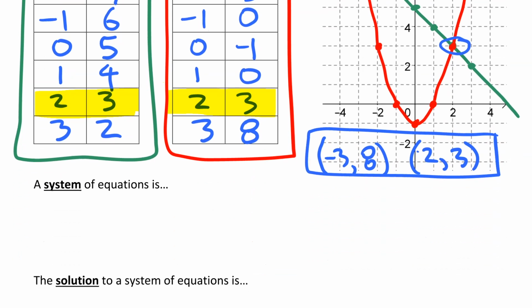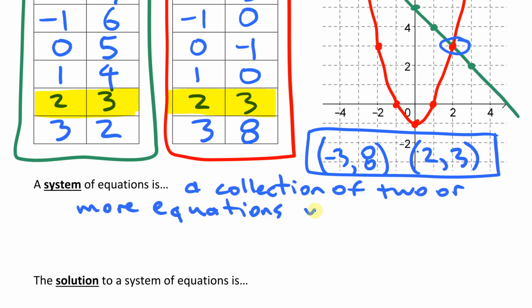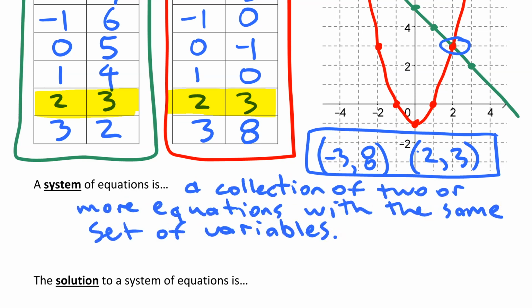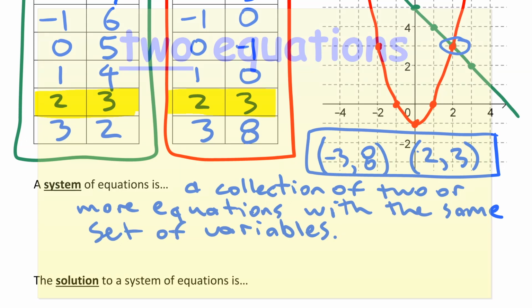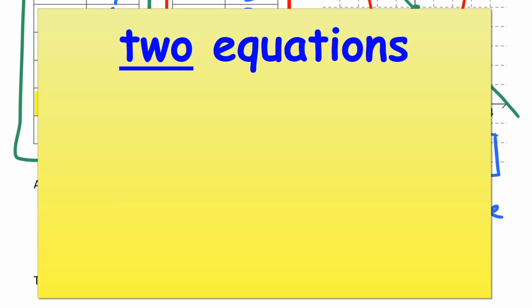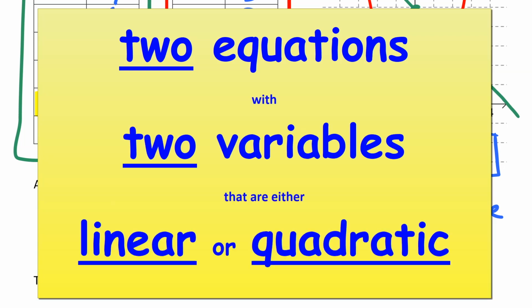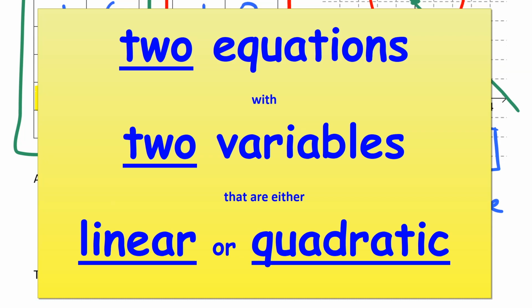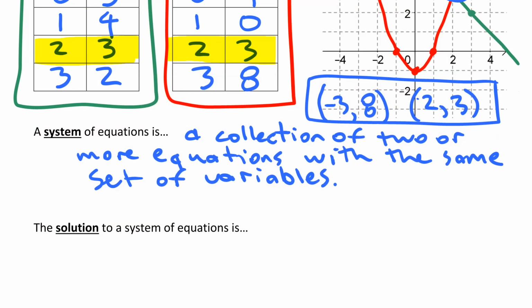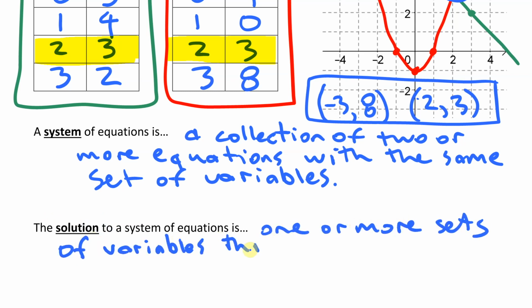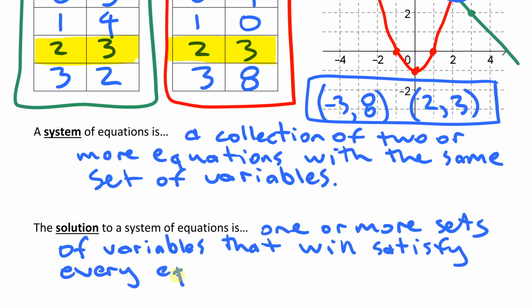So in general, the term system of equations refers to a collection of 2 or more equations with the same set of variables. In this series of videos, we're going to limit this to 2 equations with 2 variables, where the equations are limited to being linear or quadratic. And in general, the solution to a system of equations is one or more sets of values of the variables that will satisfy every equation in the system.